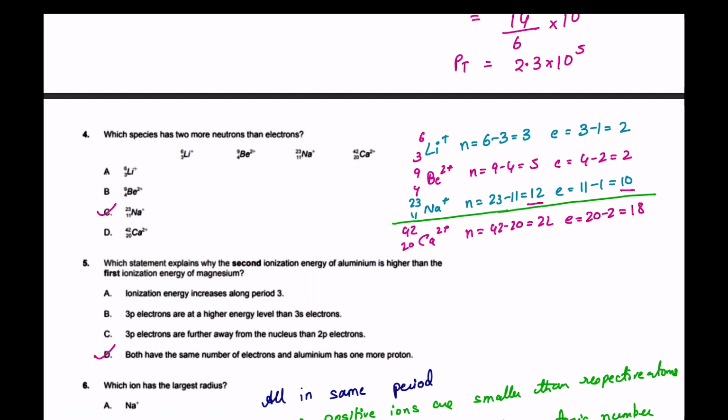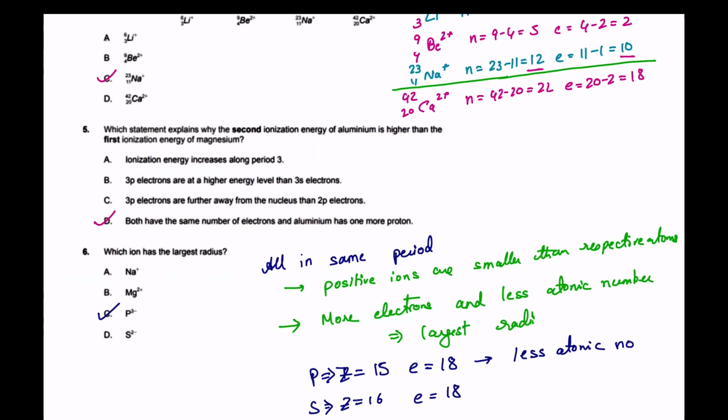Now we have to check in which case the difference between neutrons and electrons is 2. In this case, the difference is 1. In this case, the difference is 3. In this case, the difference is 2, and that is the correct answer. Here also the difference is 4. Obviously, option C is the correct answer to this question, where neutrons is 12, electrons is 10. So there are 2 more neutrons as compared to electrons here.